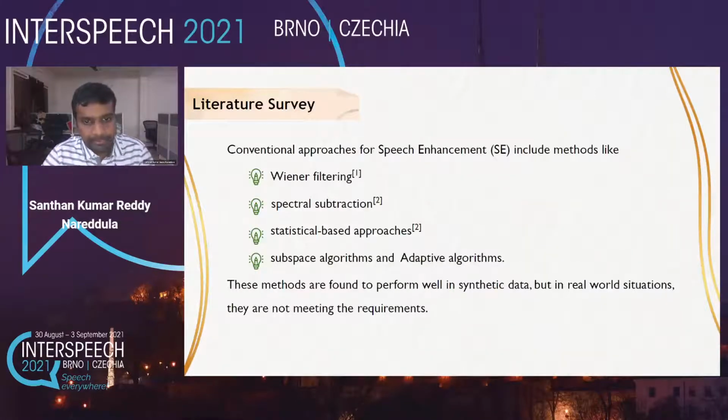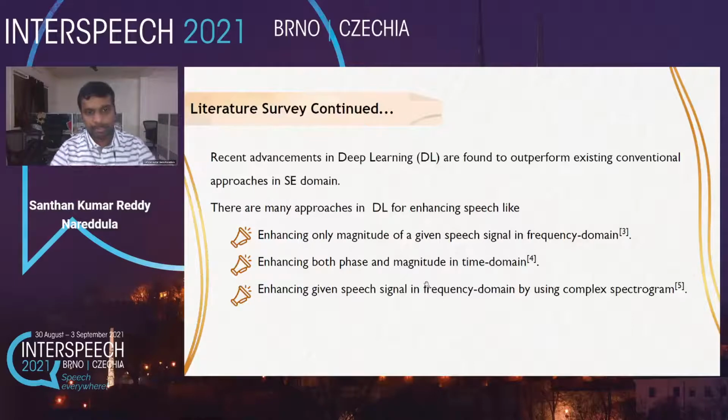Getting into the literature, speech enhancement has been practiced for decades. There are many methods for enhancing speech, like conventional approaches. Wiener filtering is one of the best in this field for removing background noises, and there are many adaptive algorithms like LMS, FXLMS, and many statistical based approaches. They try to enhance the given speech, but they really perform well only on synthetic data. When it comes to real world scenarios where the background noise is non-stationary, the efficiency is not meeting the requirements. So we need a model that works efficiently in real life scenarios too.